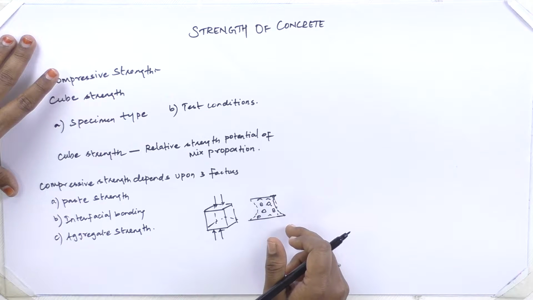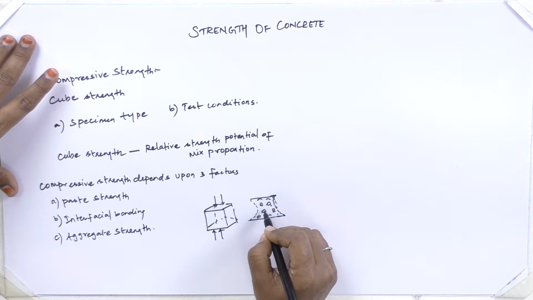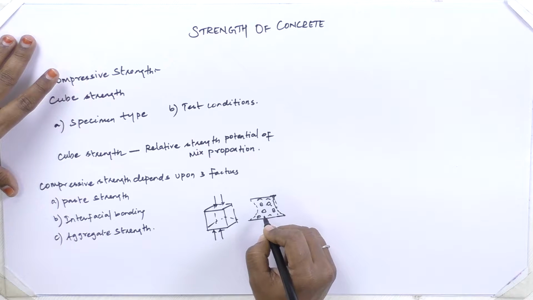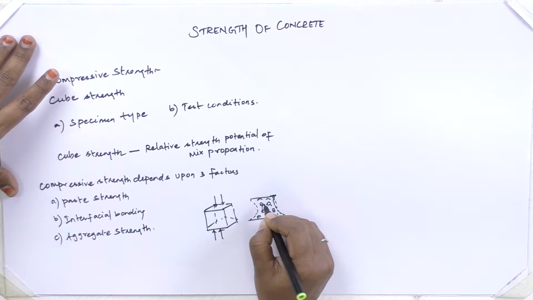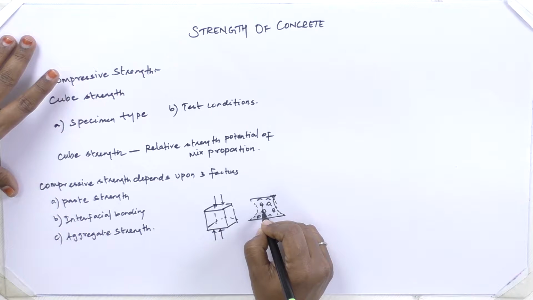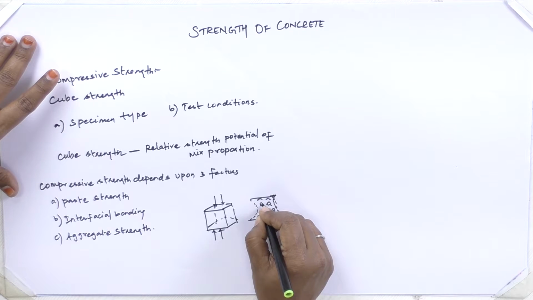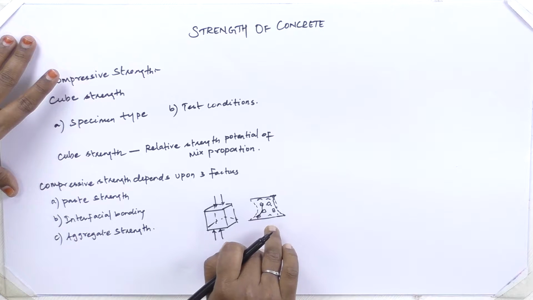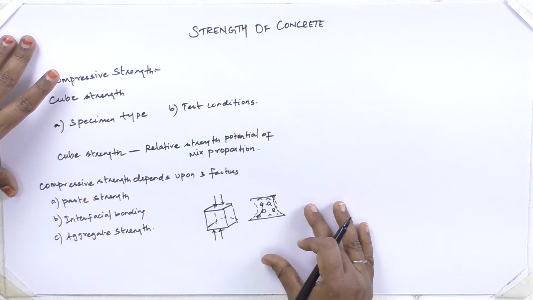If we study the failure pattern of the cube, we can see that the aggregates are being exposed and the failure is through the aggregate boundary. That is, the failure would have happened because of the failure in the aggregate boundary and not because of the failure of aggregates. This is how the normal concrete failure takes place.